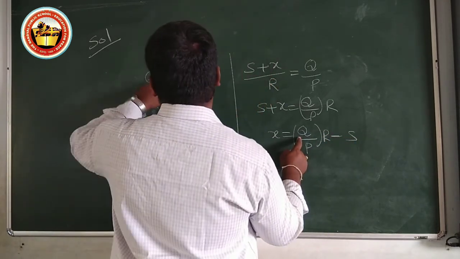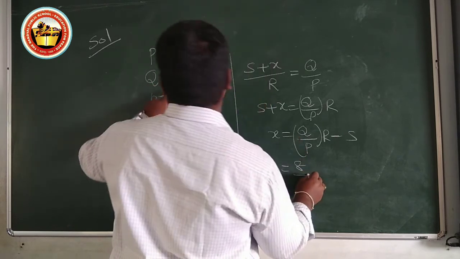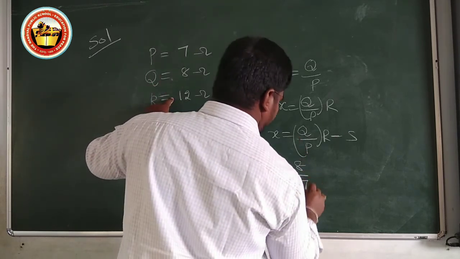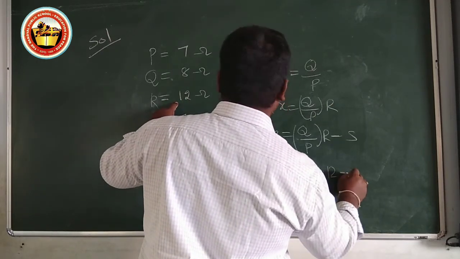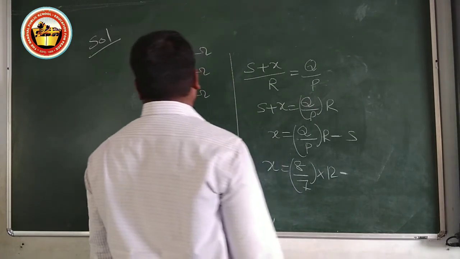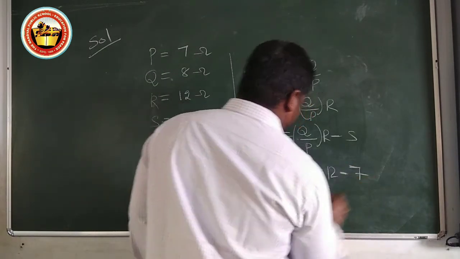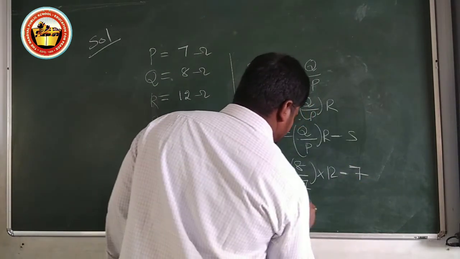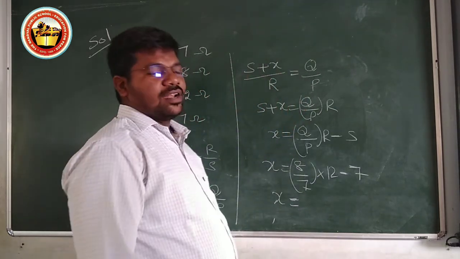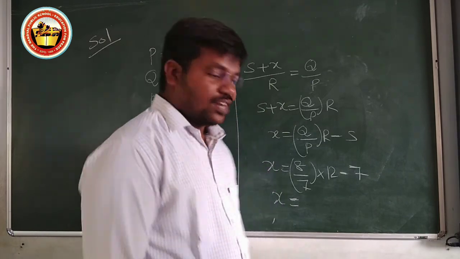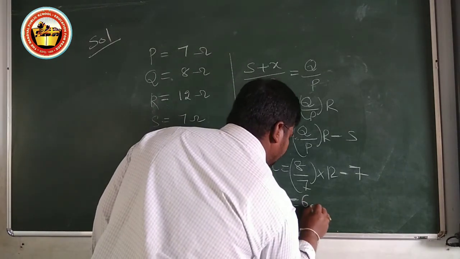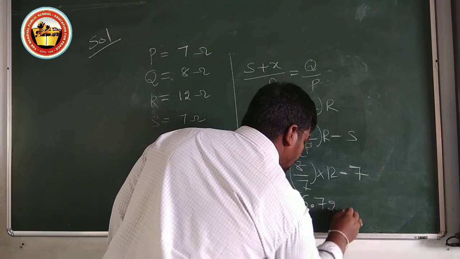What is Q? 8 divided by P, 7, into R, 12, minus S, 7. So 8 by 7 into 12 minus 7, we get 6.72 ohms.